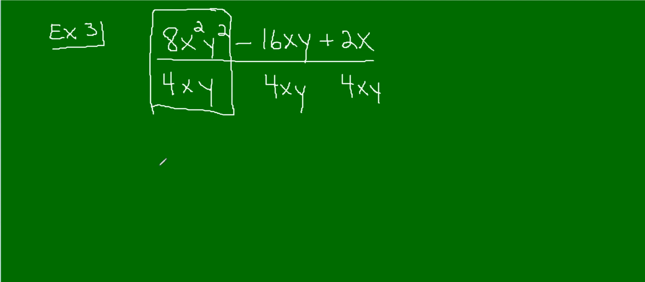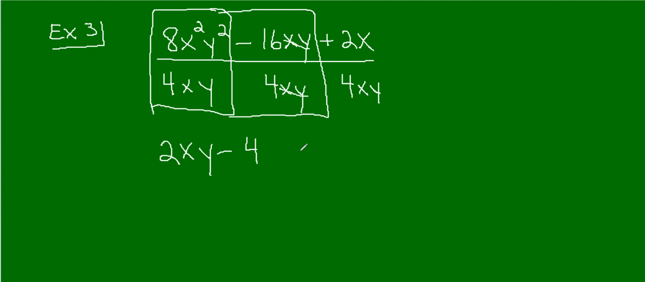8 divided by 4 is 2. X squared over x is x. Y squared over y is y. Minus, and then I'll evaluate the second term here. Negative 16 divided by 4 is, here's the negative 4. X's cancel out. Y's cancel out. Okay.